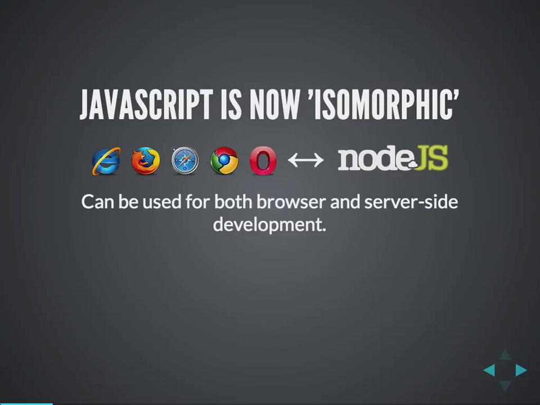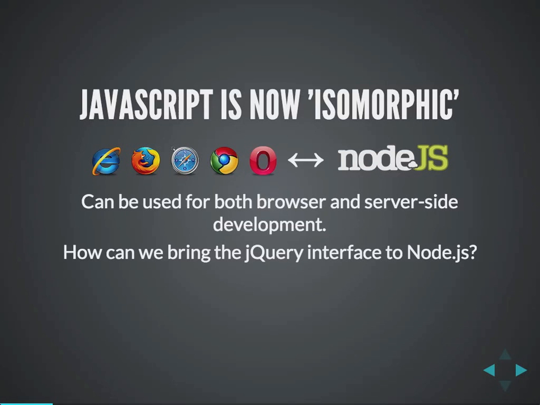But isomorphism is great, yet jQuery is written as a browser language. So really what I want to talk about here is how we can bring that jQuery interface into Node.js. And I think more importantly, why would you even want to do that to begin with?